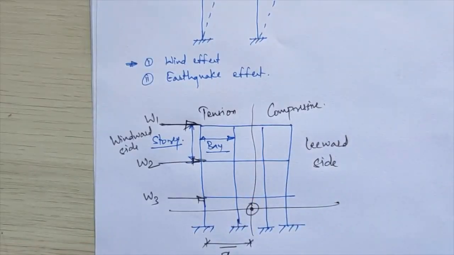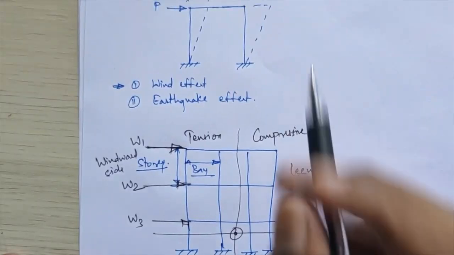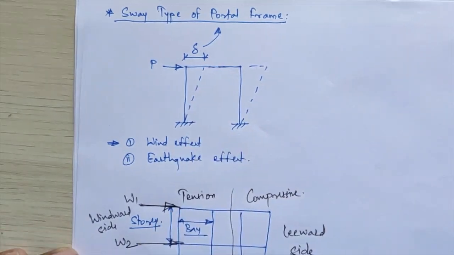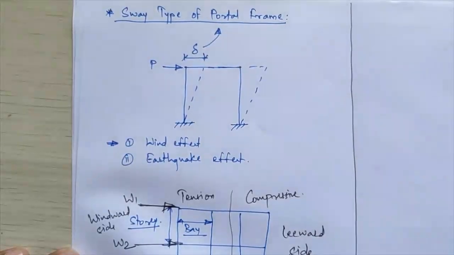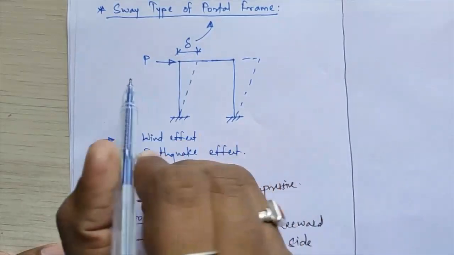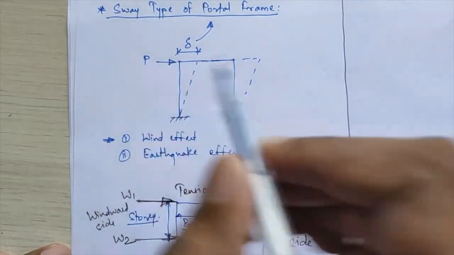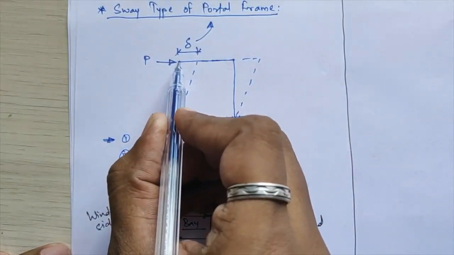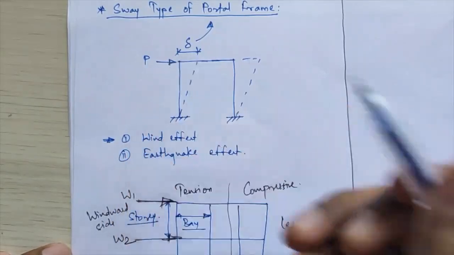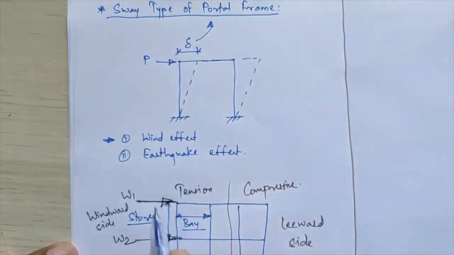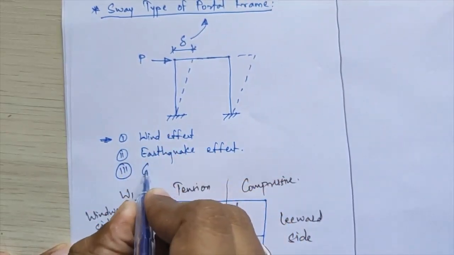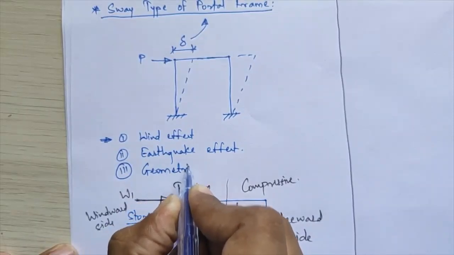Now in the examples we are going to see under this topic, there will be only single story and single bay frames, so that your analysis will be simple. Now, what is the horizontal displacement you are going to calculate? These loads are applied at the rigid joints, that is, the joints where beam and column meet. These loads occur due to the wind effect and the earthquake effect, and the third criterion is the geometrical properties of your frame.